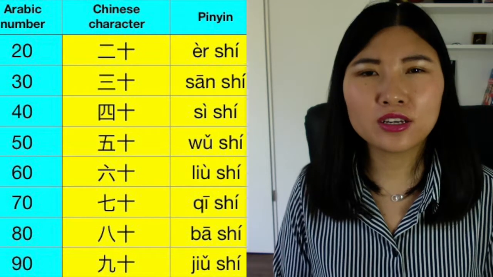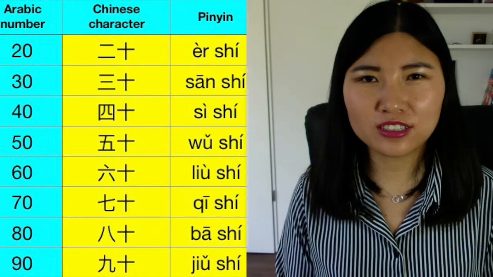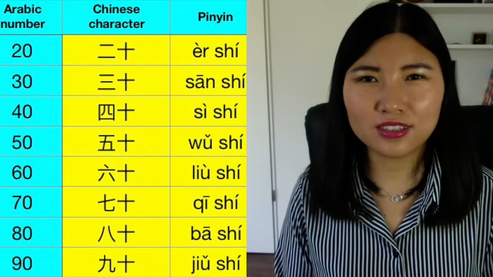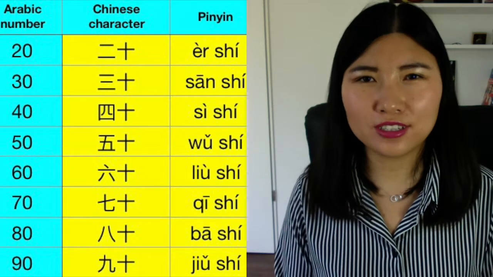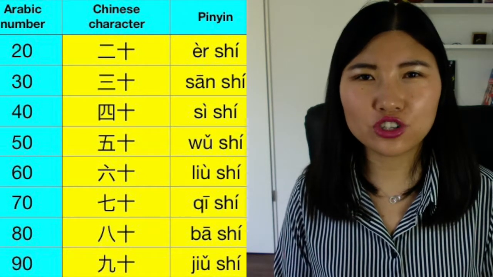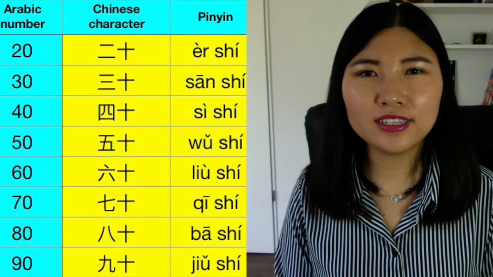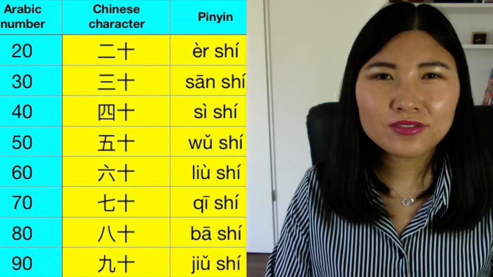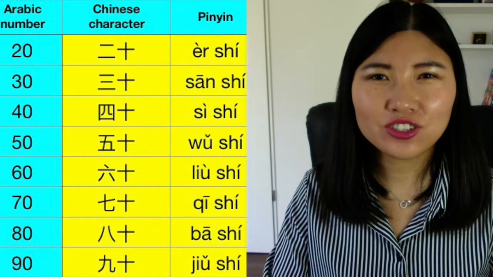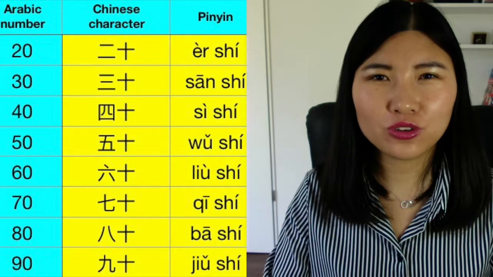We just need to put number 2 to 9 in front of 10 in Chinese. So 20 is 20, 30 is 30, 40 is 40, 50 is 50, 60 is 60, 70, 80, 90. Now let's count from 20 to 90 together. 20 30 40 50 60 70 80 90.